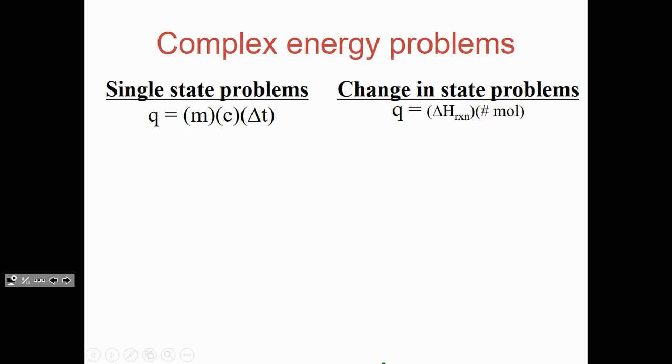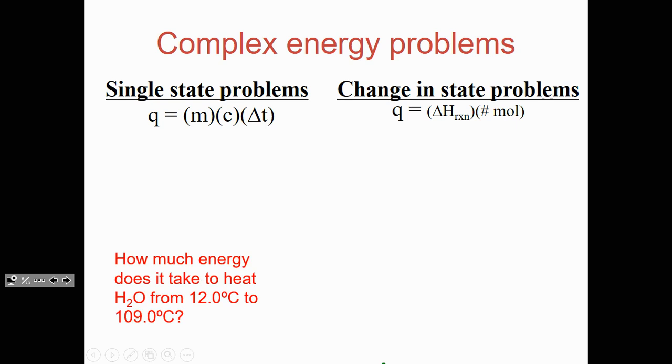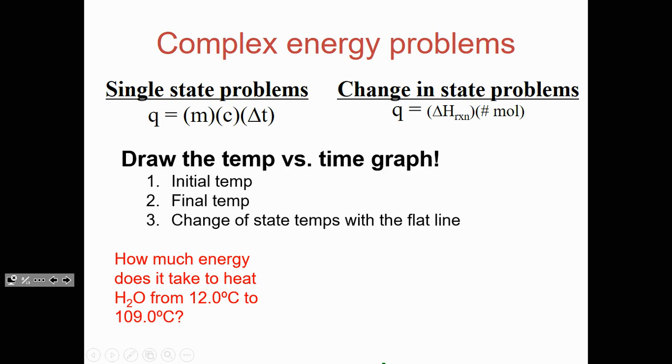Now, in a complex energy problem, we're just going to be using combinations of these 2 calculations. Then once we know all the individual steps of energy, we can add it together to get the total energy involved in the situation. So let's take a look at how we would start to set up a problem like this. How much energy does it take to heat H2O from 12.0 degrees Celsius to 109.0 degrees Celsius? Now notice it's giving us water, and we're supposed to know the freezing point and the boiling point of water. If it's anything other than water in the problem, they would tell you when our change of state temperatures are. But for water, they're never going to give you that information.